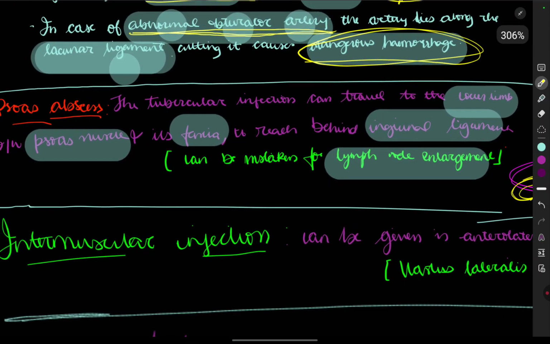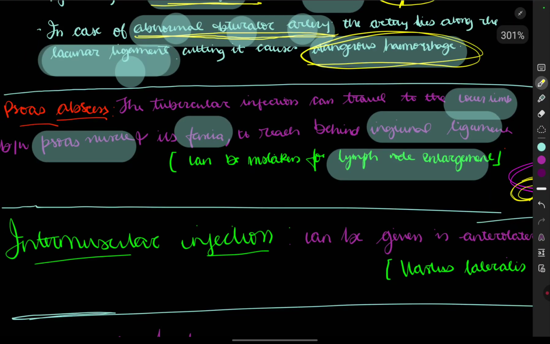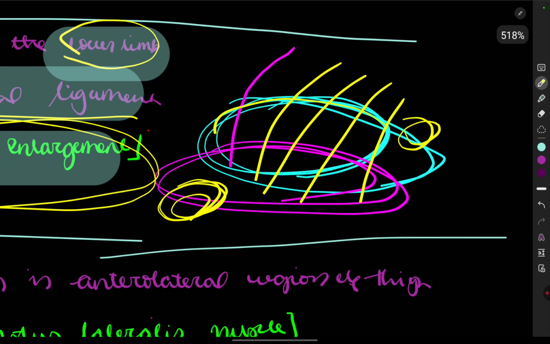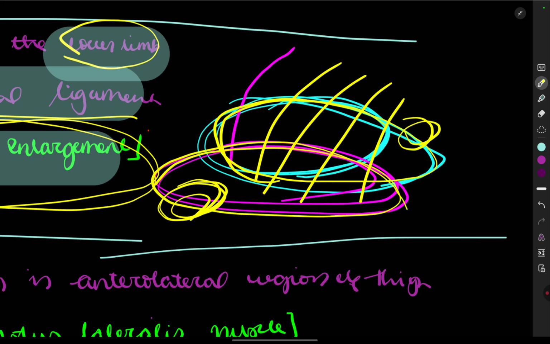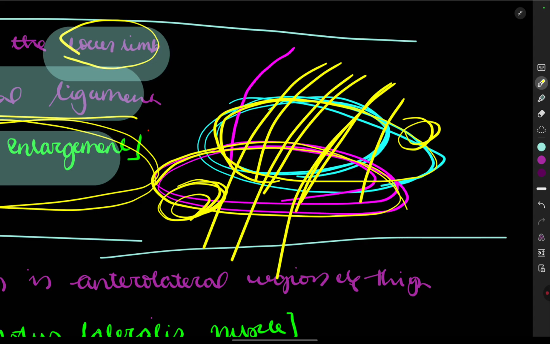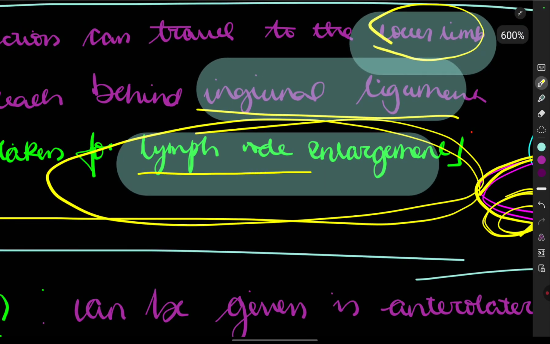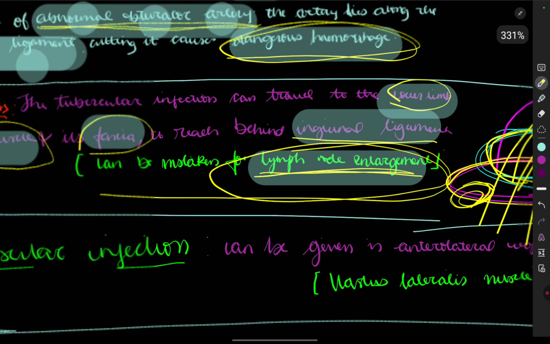Okay, now what is psoas abscess? The tubercular infection can travel to the lower limb, between the psoas muscle and its fascia. It reaches behind the inguinal ligament and can be mistaken for lymph node enlargement. See, the blue one is the psoas major muscle and the pink one is its fascia. The tubercular infection can reach in between this and cause enlargement. The doctors can mistake it for lymph node enlargement. This is called the psoas abscess.